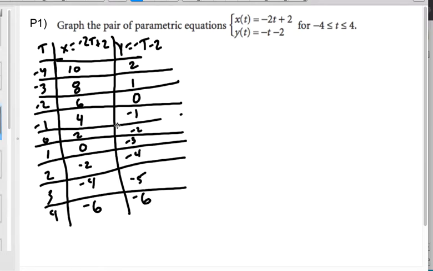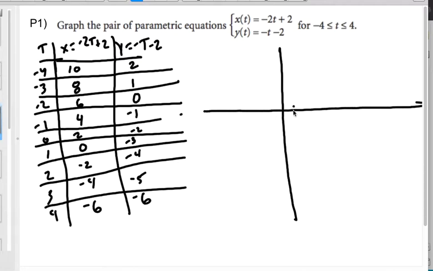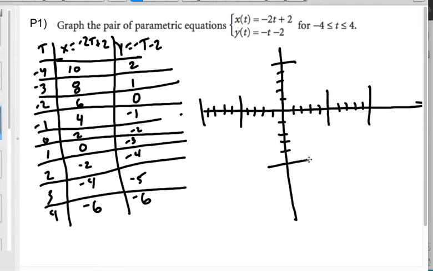Cool. So it looks like I need some pretty big x values. I need to go up to 10 in x's and down as far as negative 6. And for the y's, I only need to go up to 2 and down as far as negative 6. So when I plot my points, I need to label the axes with tick marks. Great. Okay.